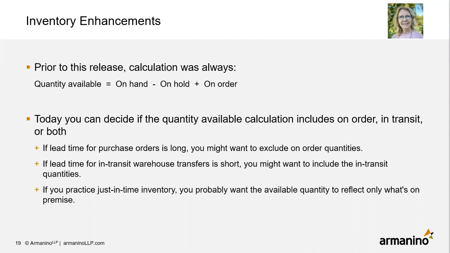You can indicate whether you want those to include on order, in transit, or both. So a little bit more functionality. There are some reasons where you might want to do each, right? If your purchase order lead time is long, you might want to exclude on order quantities. If lead time for in transit is short, then maybe you want to include in transit, or again, you can always choose both. So it's a configuration setting that's really nice for you to be able to choose your calculation for quantity available.